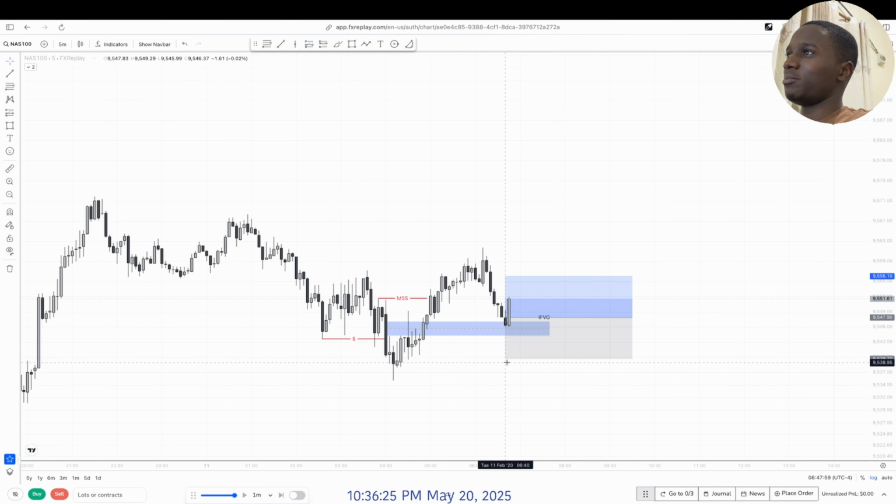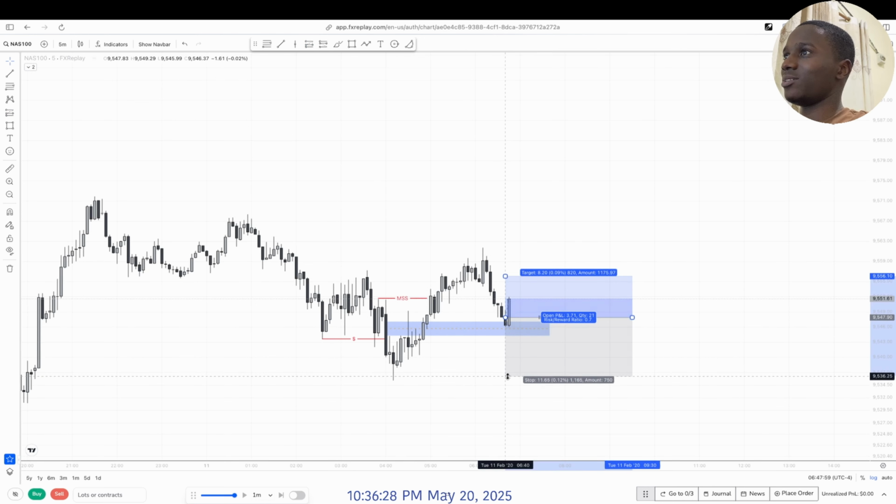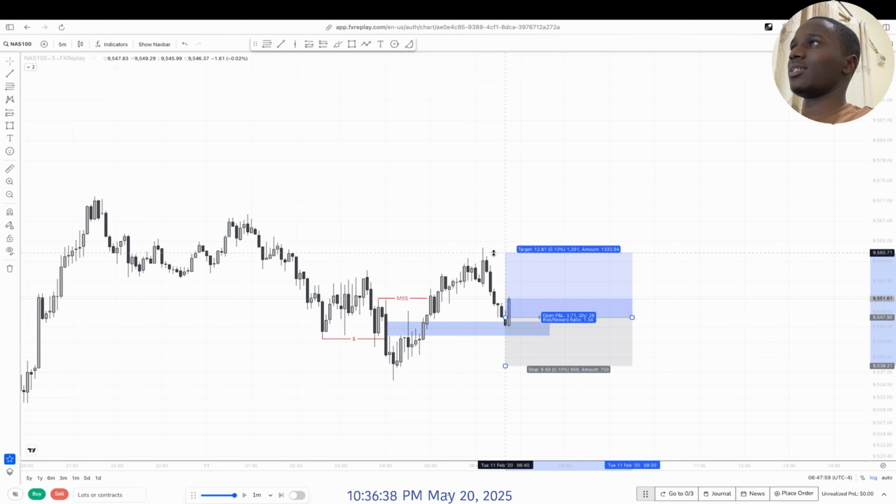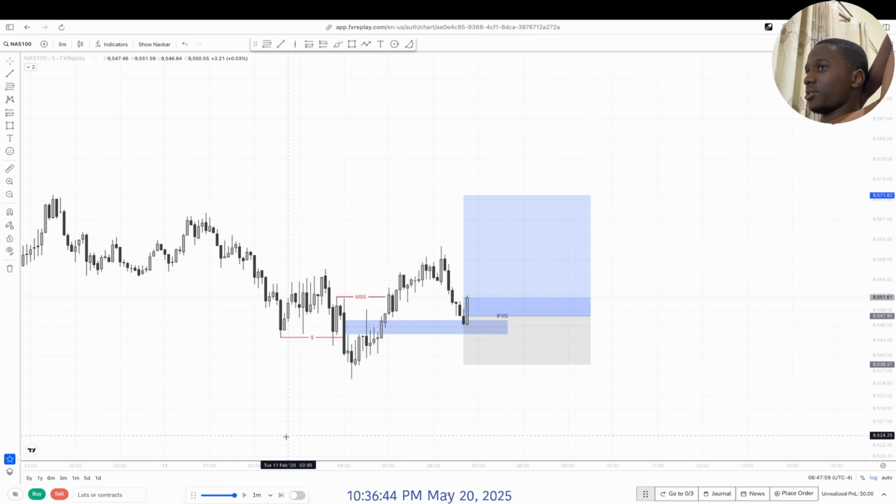I don't know why my brain doesn't quite reason with the London session. I put it here because this was the third candle of the inversion fair value gap. This is where this is the low. So I target this high, or this one, or even this one. Let me target this one and see the reaction.